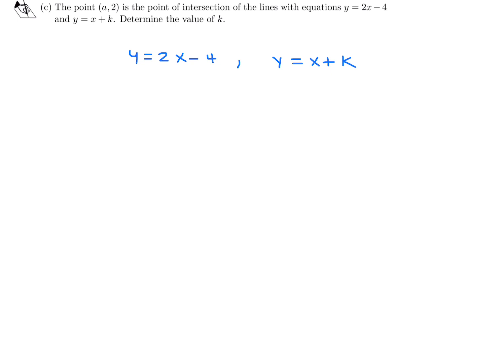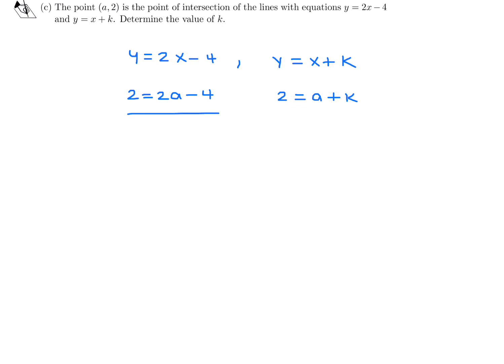So A2 into this first equation, a for x and 2 for y, gives me 2 is equal to 2a minus 4. And if you do the same thing, plugging in A2 into that equation, you get 2 is equal to a plus k. And we can now solve, because we have two equations and two variables.